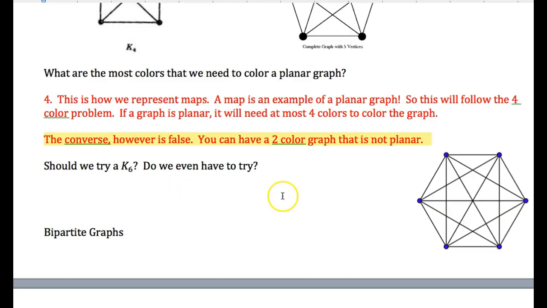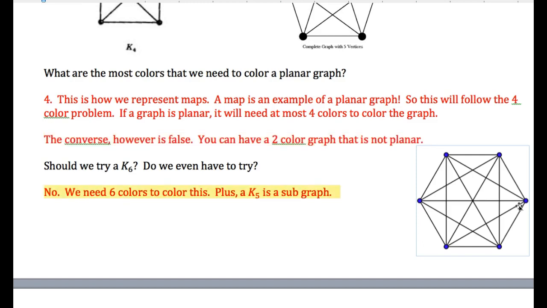Now I have one last question down here. I say, should we even try a K6? No, we don't even have to try. Why? Well, to do a K6, all we're doing is taking a K5 and adding one more vertex. It's like the handshake problem. 5 people have already shook each other's hands. One new person comes into the room and shakes everybody else's. Well, if I can't have a planar graph for a K5, I can't do it for a K6. And so we would need 6 colors to color this. Plus, K5 is a subgraph, right? So then we run into trouble. So if you need 6 colors to color it, it can't be planar.